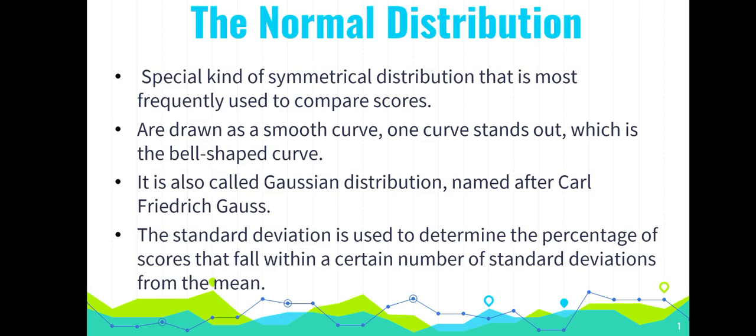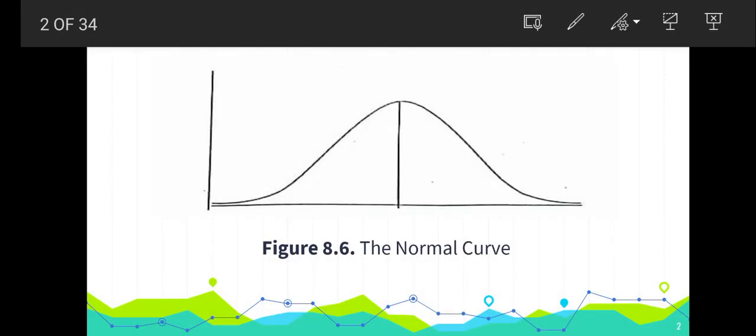So the standard deviation is used to determine the percentage of the scores that fall within a certain number of standard deviations from the mean. So ito, ginagamit din to, no? To determine whether our students' scores is above the average or below the average. And also, para ma-determine din natin yung performance ng ating mga students. So, ito po ang kanyang sample ng ating normal curve.